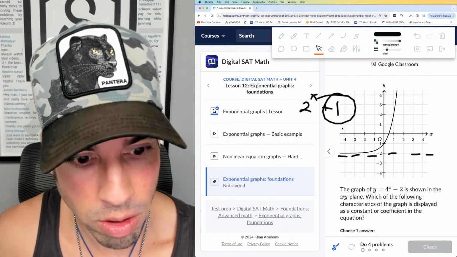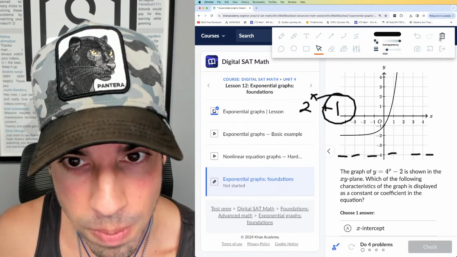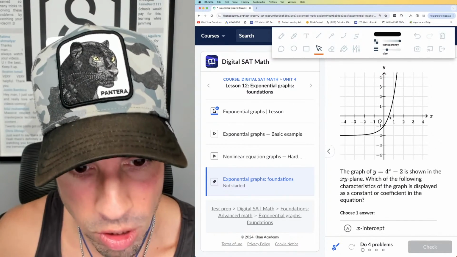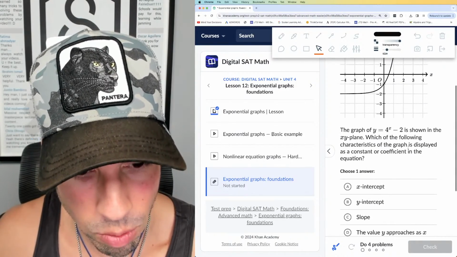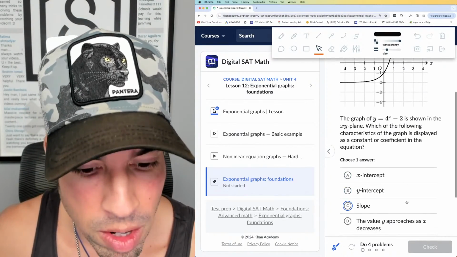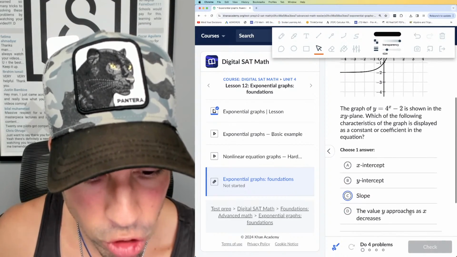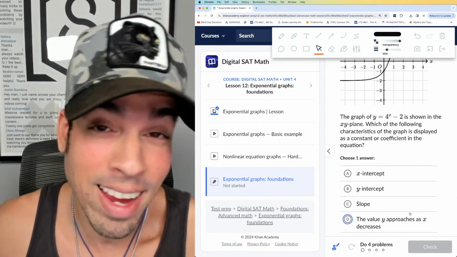And now let's scroll down and look for that answer choice. Okay, so I would not say x-intercept, which looks like 1/2. Would not say y-intercept, which is -1. We don't see -1 there. Would not say slope because it's not a constant slope. And then it says the value y approaches as x decreases, aka asymptote.